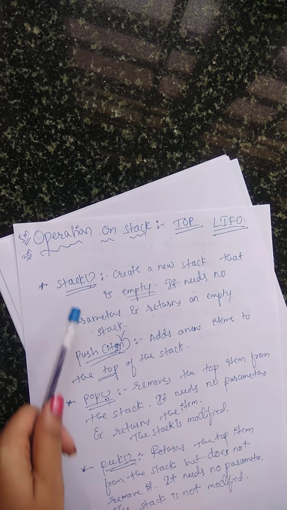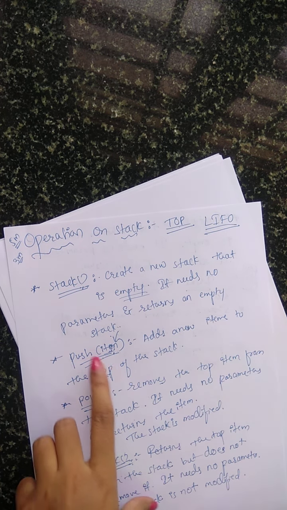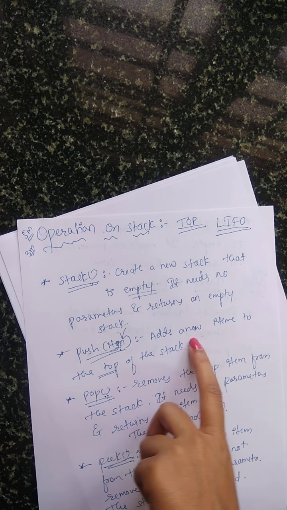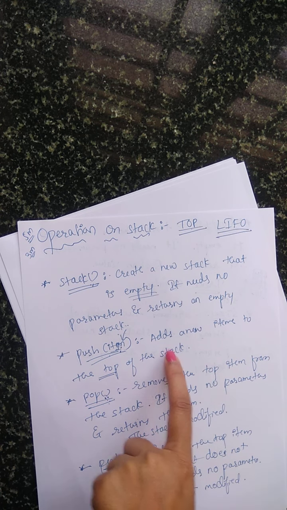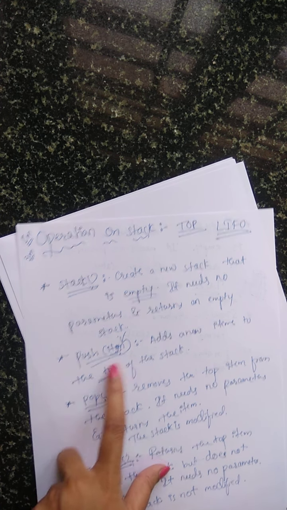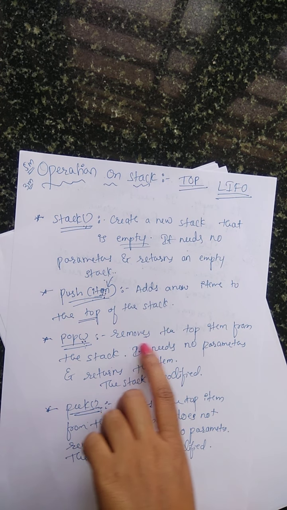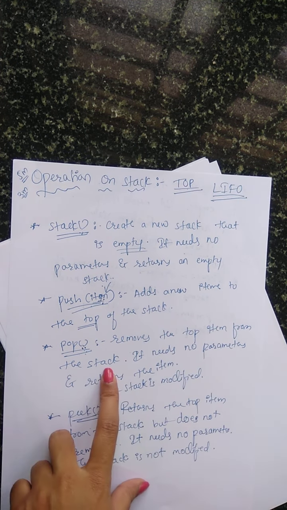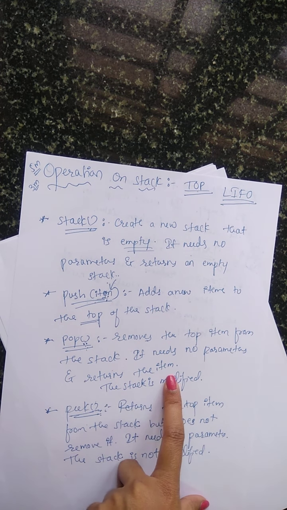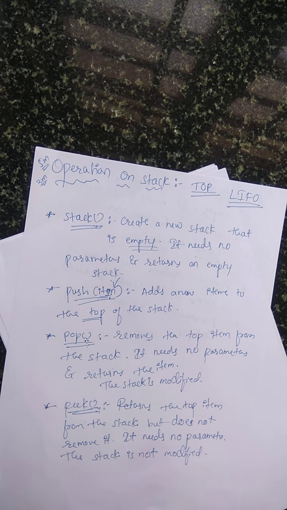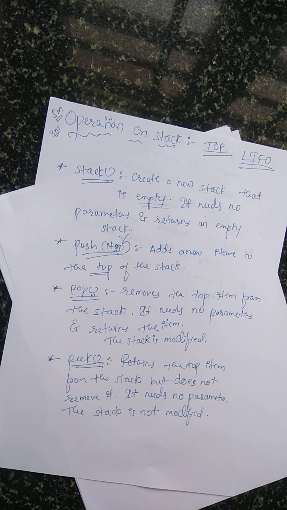The first one is stack. It will help you to create a new empty stack. Push item will help you to add a new element from the top to your stack. It takes one parameter, that is the argument. Next, pop will help you to remove, means to delete the top item from your stack. It needs no parameter, but it returns the item. Which item it returns? Which it has been deleted. As it deletes the element, the stack is modified.